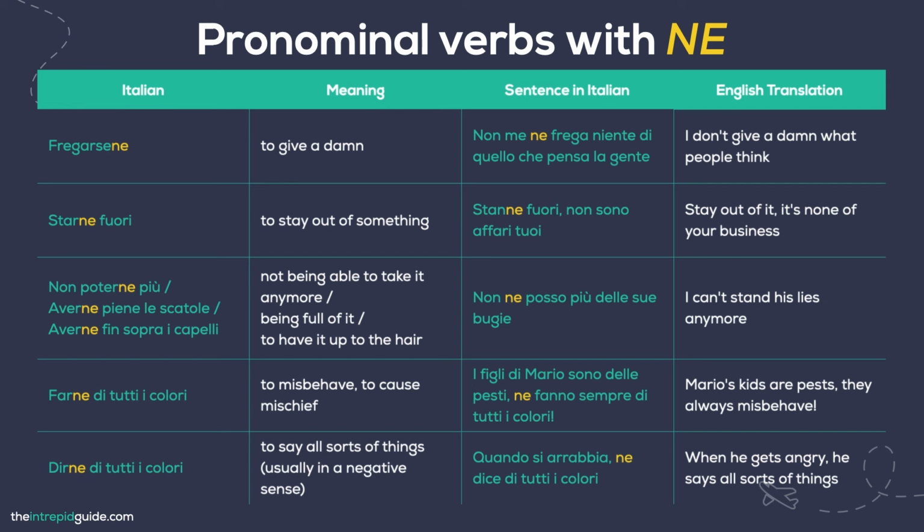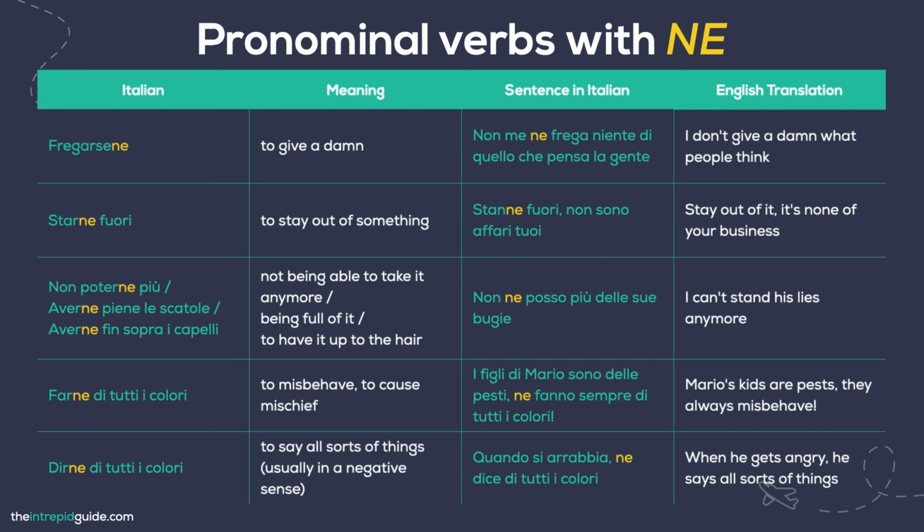Farne di tutti i colori. To misbehave, to cause mischief. For example, I figli di Mario sono delle pesti. Ne fanno sempre di tutti i colori. Mario's kids are pests. They always misbehave. Dirne di tutti i colori. To say all sorts of things, usually in a negative sense. For example, Quando si arrabbia, ne dice di tutti i colori. When he gets angry, he says all sorts of things.